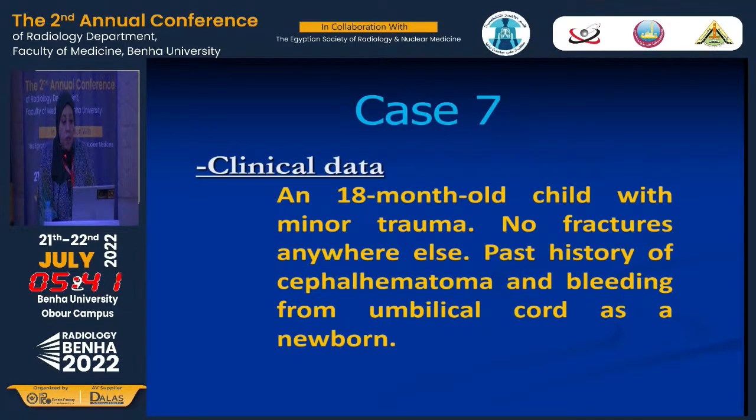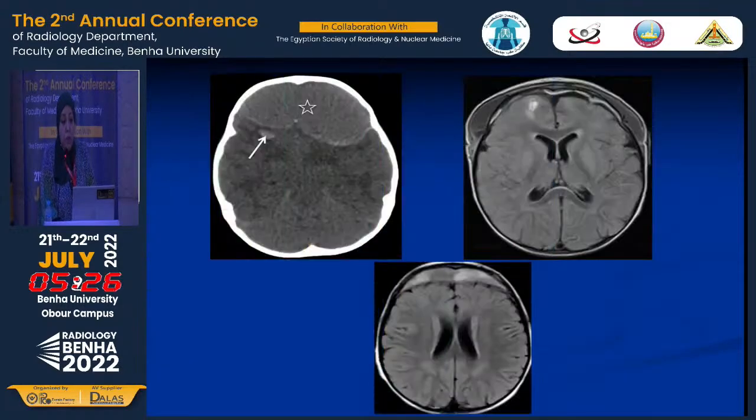So case number 7 is an 18-month-old child with minor trauma, no fracture anywhere, and there is a history of cephalohematoma and bleeding from the umbilical cord as a newborn. There is no major trauma, but CT here reveals the presence of bifrontal extraaxial hematoma and another hyperdense hematoma. Why the hematoma in this acute setting? One is isodense and the second is hyperdense.